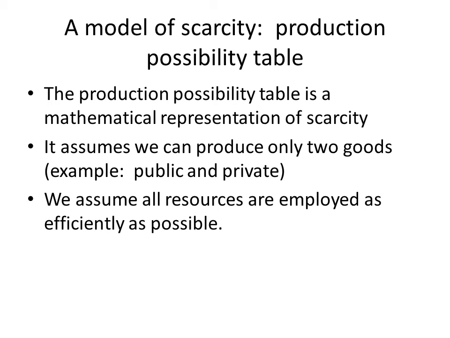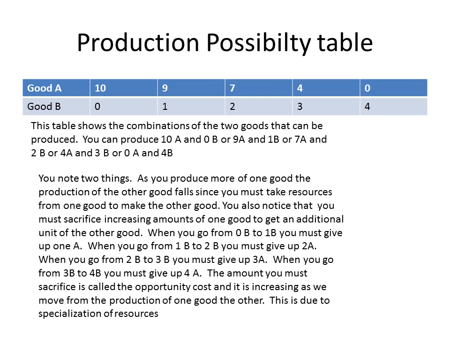How do we develop a model of scarcity? Well, we use something called a production possibility table. The production possibility table is a mathematical representation of scarcity. It assumes we can produce only two goods, for example, public goods and private goods. We then assume all resources are employed as efficiently as possible.